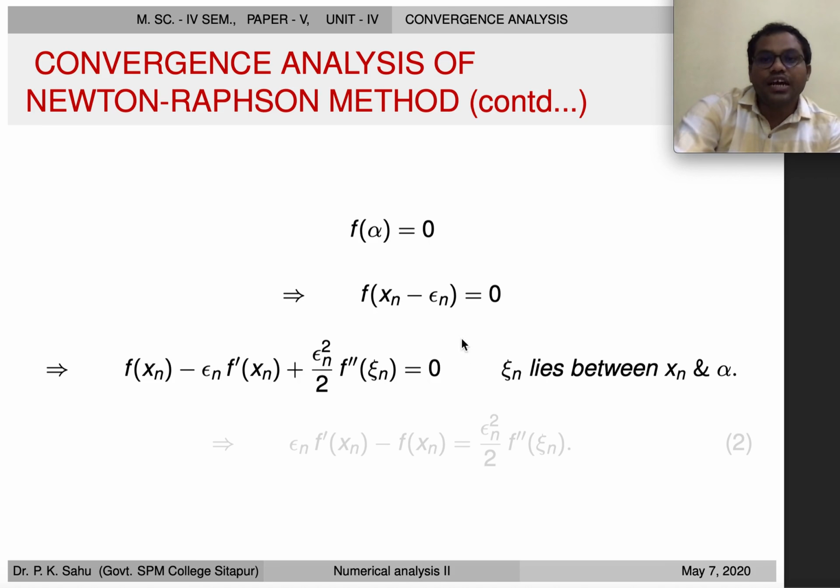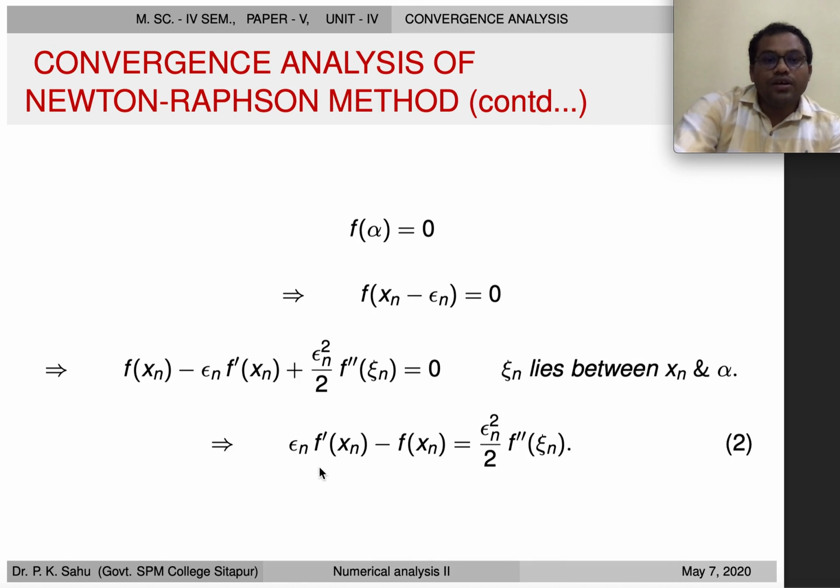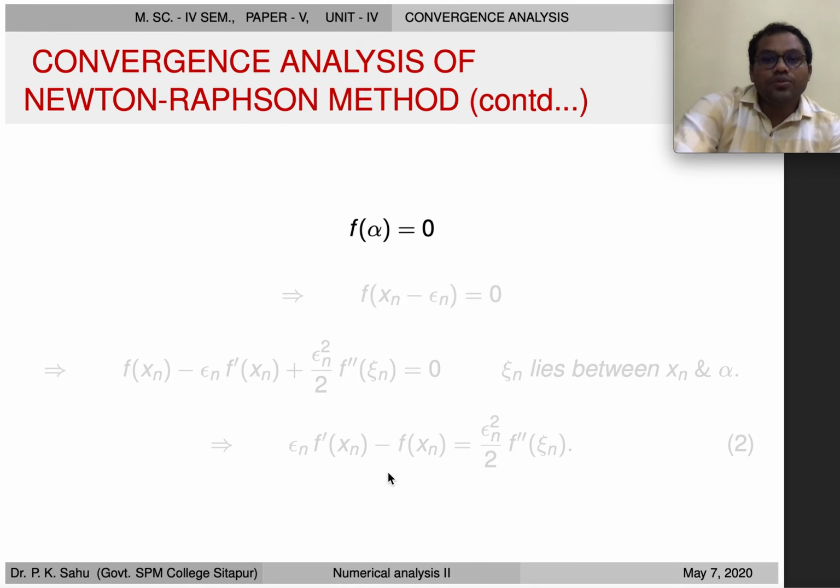Here I am writing the error term in terms of xi n, where xi n lies between xn and alpha. So we can write epsilon n f prime of xn minus f of xn is equal to epsilon n squared by 2 f double prime of xi n. Now we can see that the left hand side of equation 2 is the same as the numerator of equation 1.